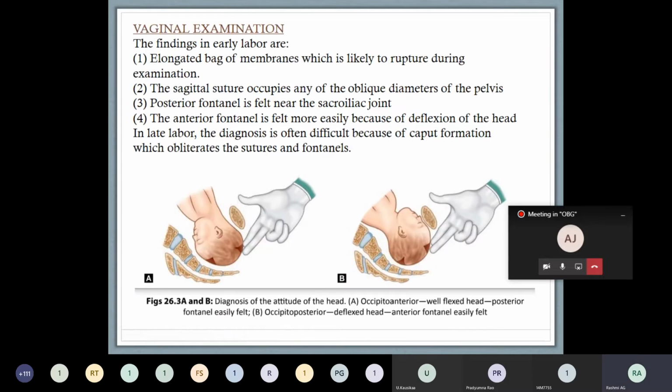Coming to the vaginal examination, the findings in early labor are an elongated bag of membranes which is likely to rupture during examination. Patients with occipital posterior positions are more likely to have a pre-labor rupture of membranes.